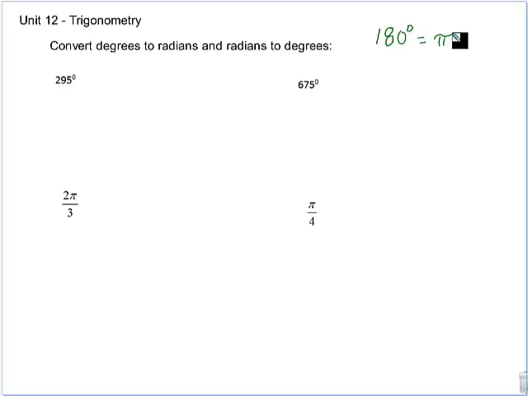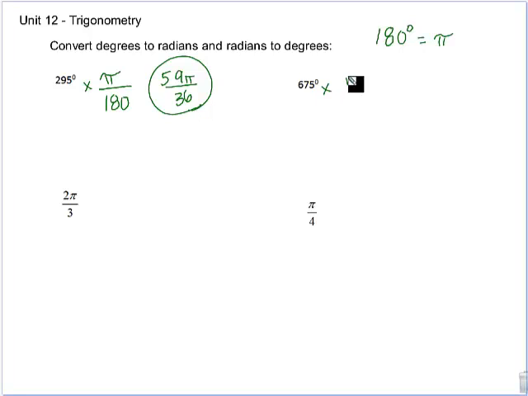So if we have 295 degrees and we want to convert to radians, we would multiply it by pi over 180. To simplify this, you just go 295 over 180, simplify it down, and recall you need to write it as an improper fraction. So this would end up being 59 pi over 36.